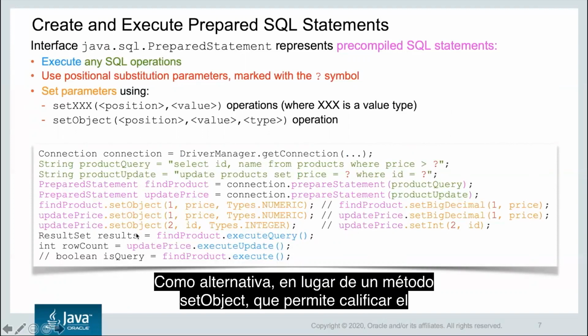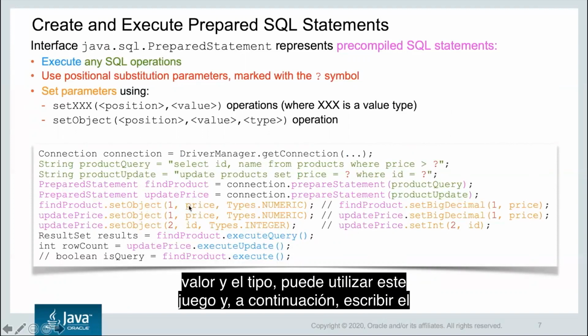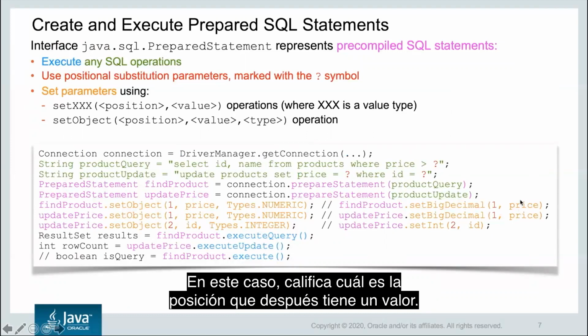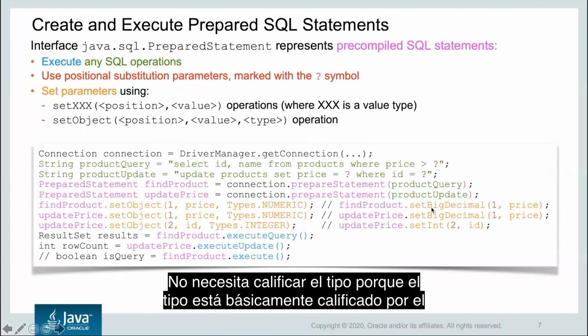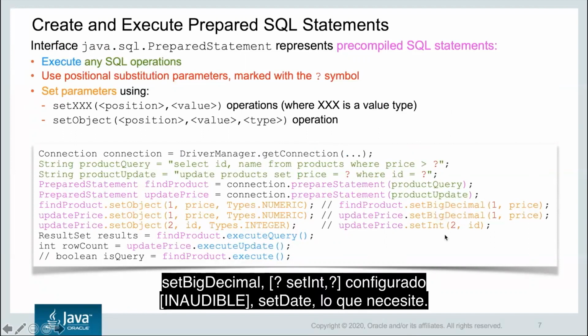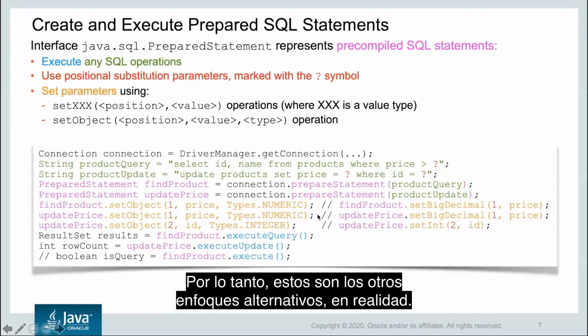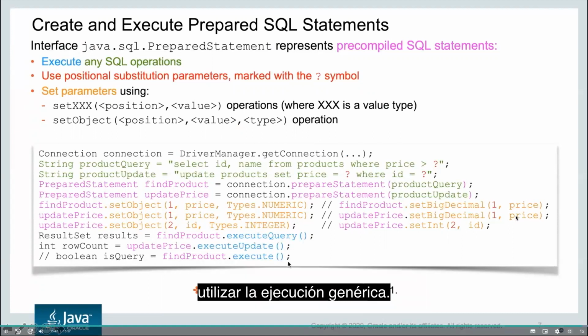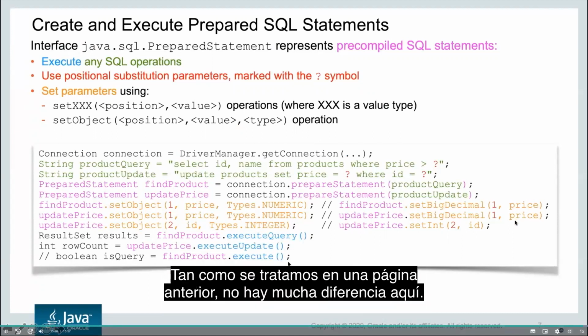Alternatively, instead of set object method, which allows you to qualify the value and the type, you could use this set and then the type method, in which case you qualify, well, position, then value. You don't need to qualify the type because the type is essentially qualified by which method you are using, right? Set big decimal, set int, set string, set date, whatever you need. So these are the alternative approaches, really. And then you can execute your statement, execute query, or execute update, or use generic execute, just as we discussed on the previous page. There's not much difference here at all.